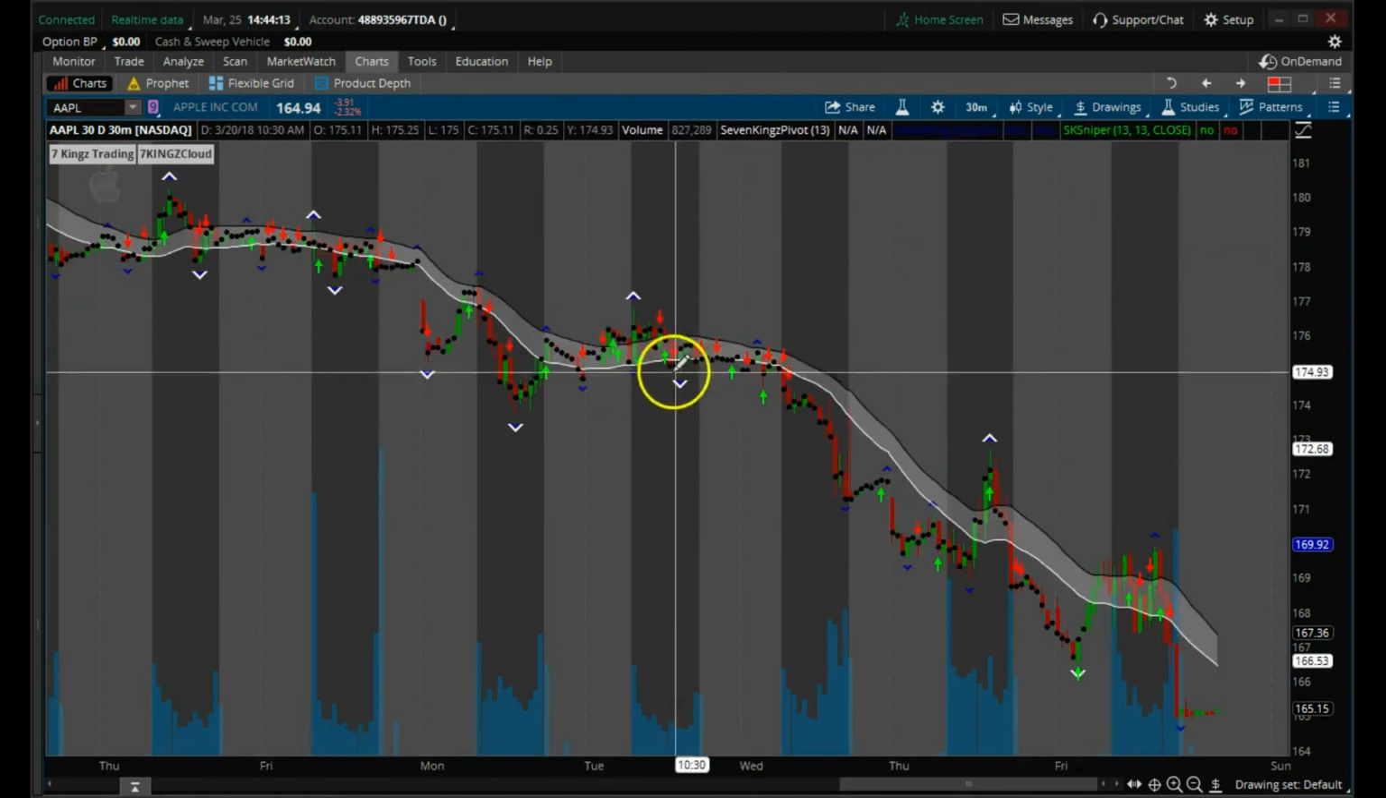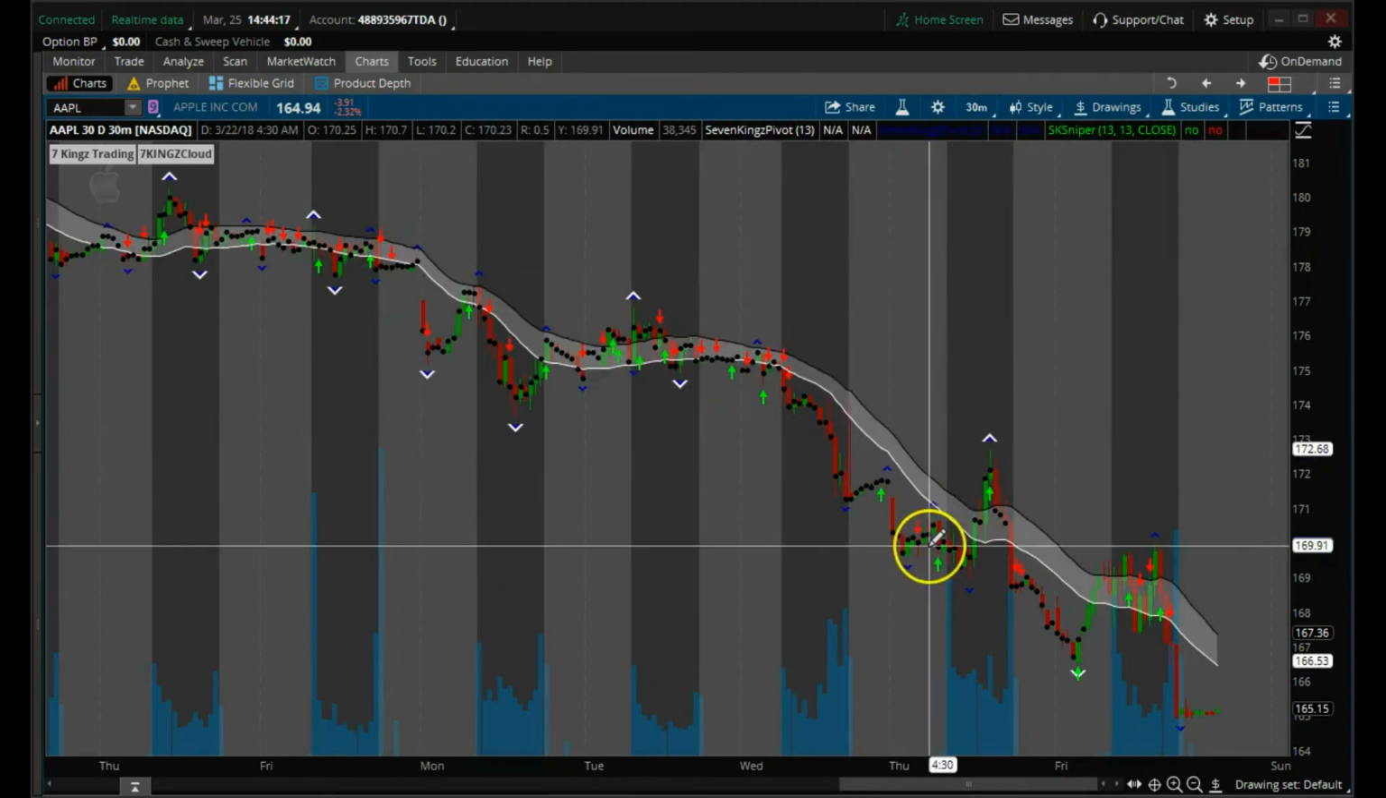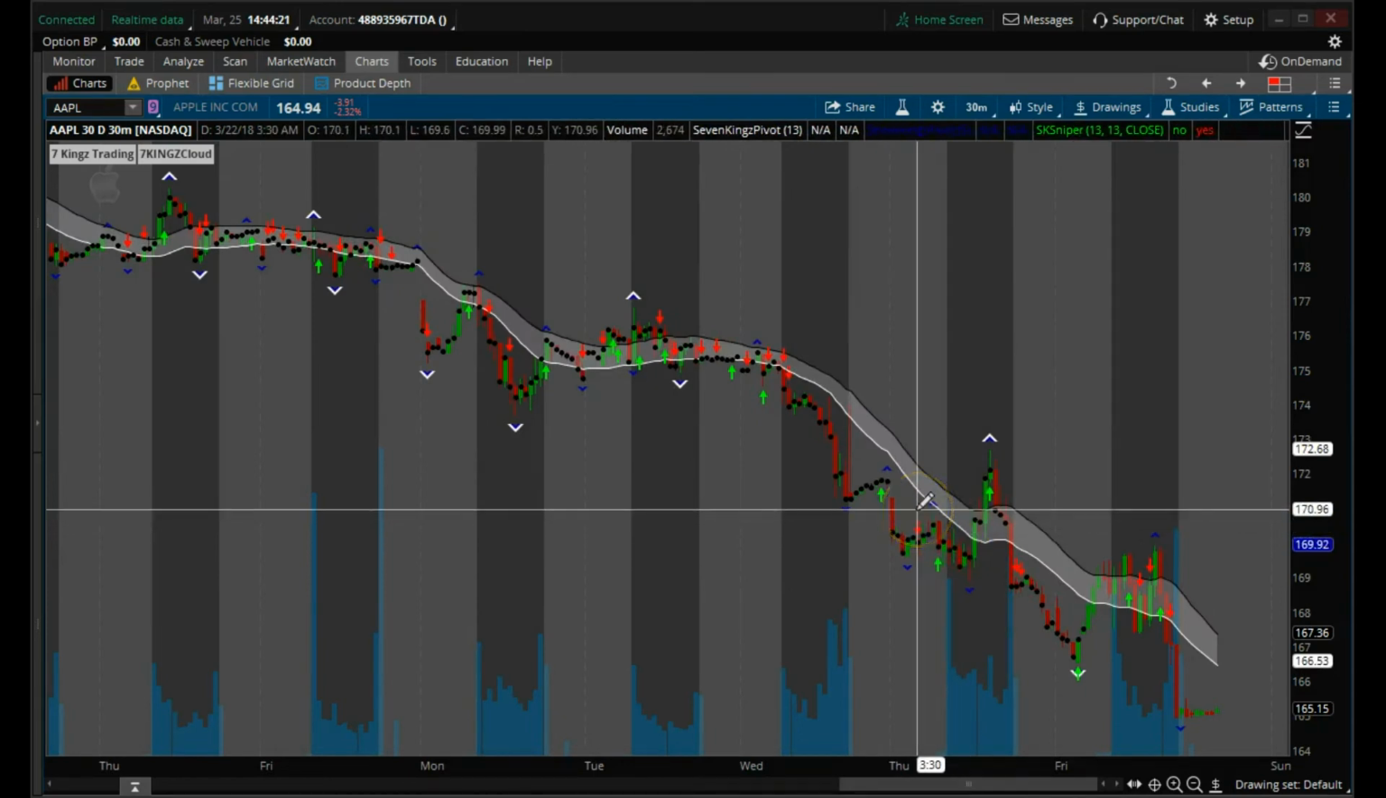And so we could have taken any of these red arrows. We wouldn't have taken any of those green arrows, which most of them would have got us in a lot of trouble. And so, yeah, it doesn't matter whether it's stocks, futures, or Forex. The system works just as good with any market. And so that's the cloud system in detail.